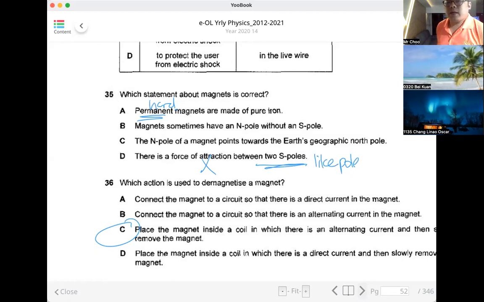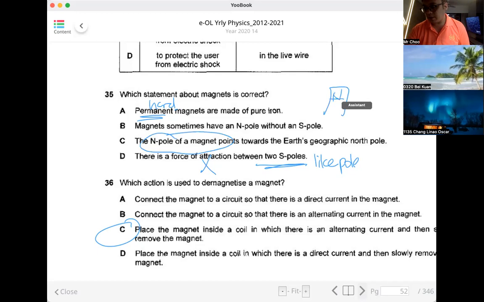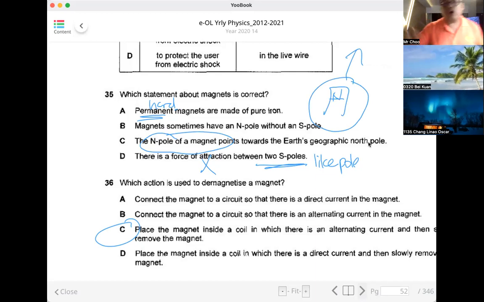Okay, the C is, the north pole of a magnet can also be the north pole of the compass. Okay, the north pole of the compass will always point towards the geographical north pole. But the geographical north pole is the magnetic south pole of the Earth. Understand, Oscar? Okay, Oscar, you may go.